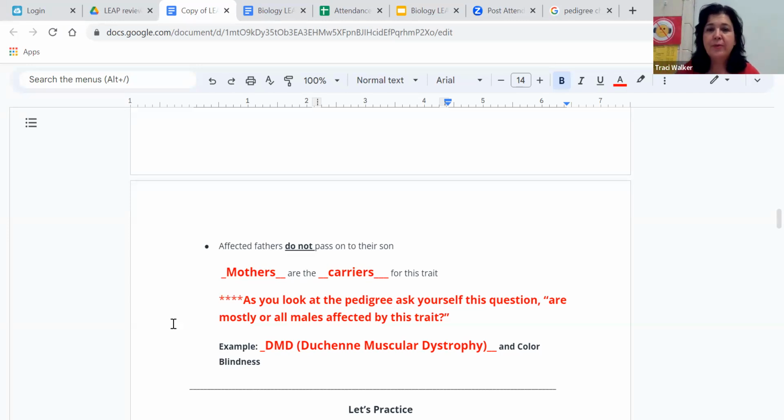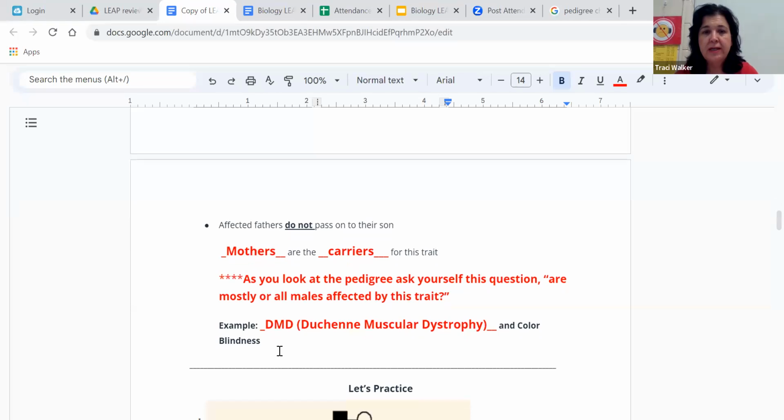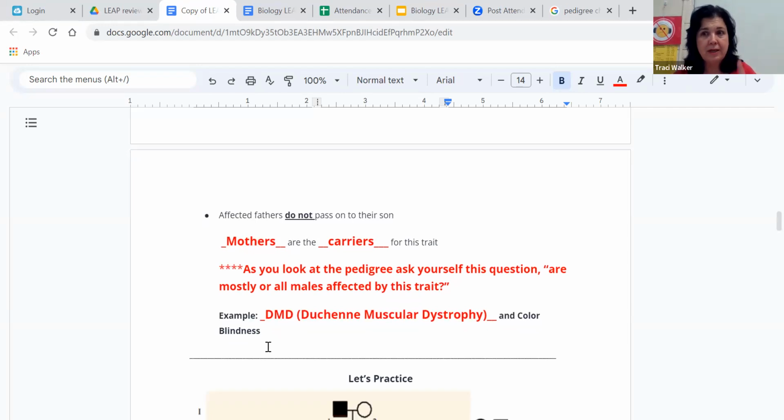Okay, so examples of X-linked genes that cause disorders: the gene that causes DMD, Duchenne muscular dystrophy, and color blindness. And you'll see that color blindness is much more common in males than in females. And that's because it's carried on that X chromosome. And males only have one X chromosome. So if there's something wrong on that one X chromosome, then they're going to have it.